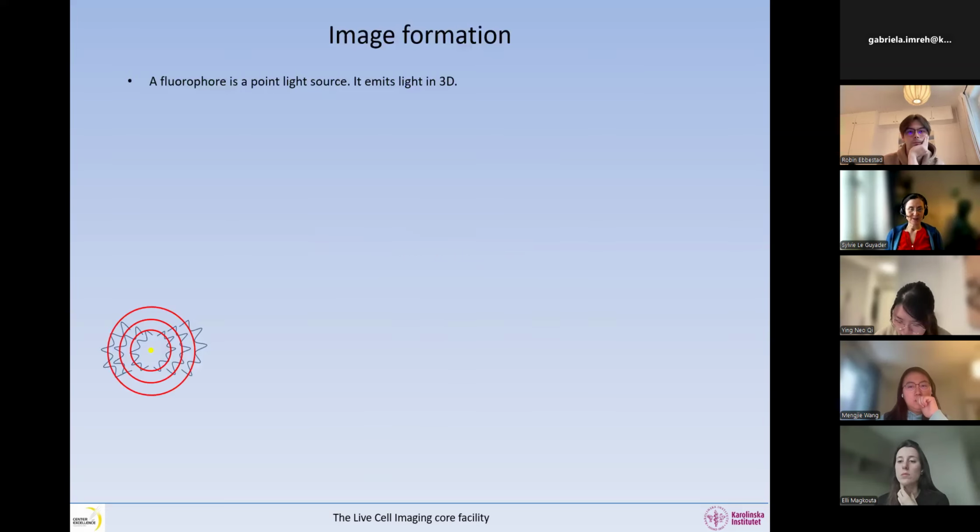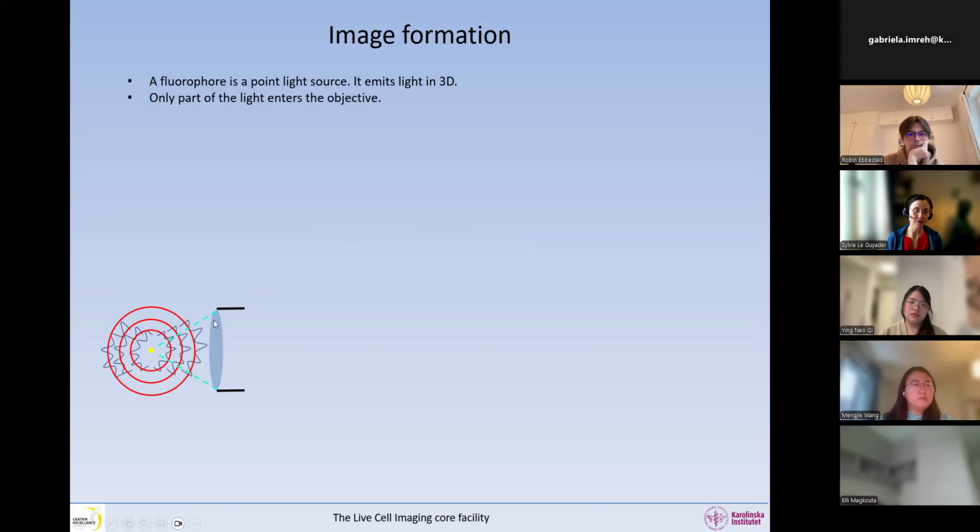So I remind you what I said just before: a fluorophore is actually a light source, and it emits light all over, in all directions, so in 3 dimensions. It's a very, very tiny light source, so it's a point light source. Only some of this light will make it towards the objective, and the rest is lost. The amount that gets into the objective is, of course, limited by the size of the objective and the front length of the objective.